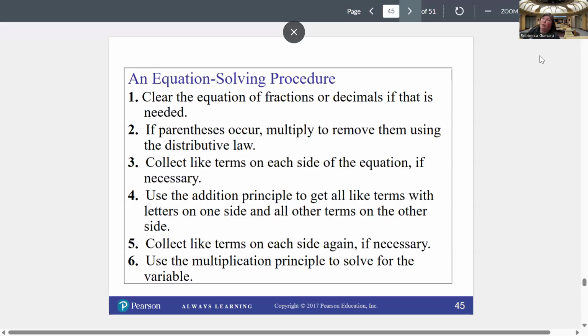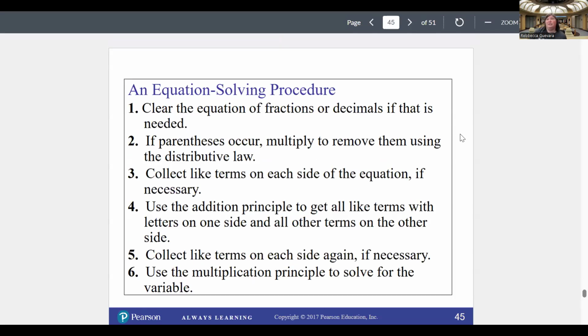All right, so I'm going to let you try this on your own and then come back, but just kind of quickly go through this. So an equation solving procedure, we like to clear fractions or decimals if that is needed. It may not always be needed, but if it is, that's the first thing we want to do. After that, if we have parentheses occur, we want to multiply and remove them using the distributive law.